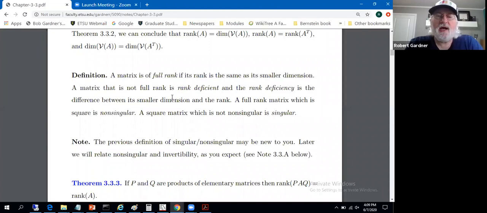A matrix that's not full rank is said to be rank deficient, and the rank deficiency is the difference between its smaller dimension and the rank. So how far is the rank from the smaller dimension? Remember how you compute these in linear algebra. Might have called that nullity at some point. That would correspond in a conversation about columns, say, to pivot-free columns. And you encountered this stuff probably in the setting of systems of equations. We'll do systems of equations here in this section before it's over with.